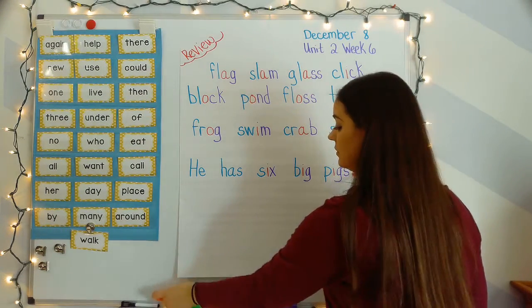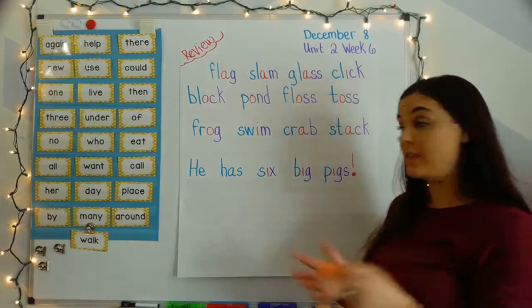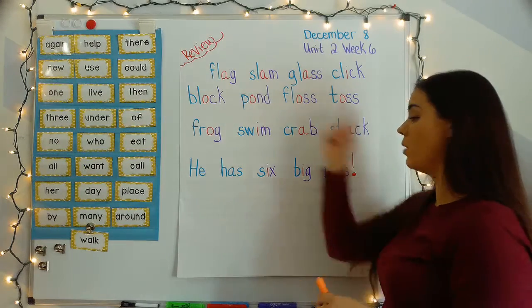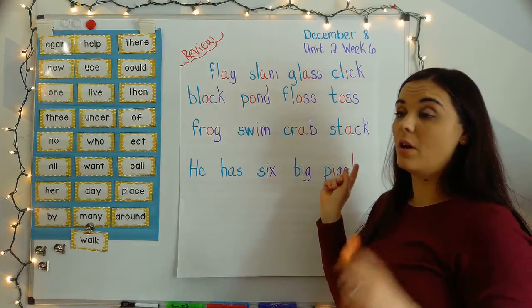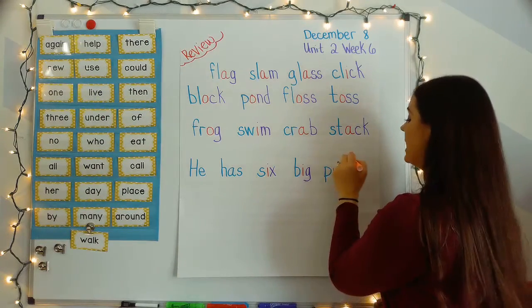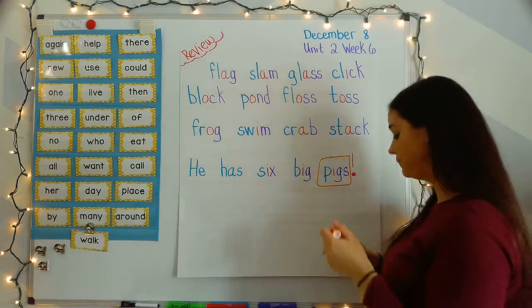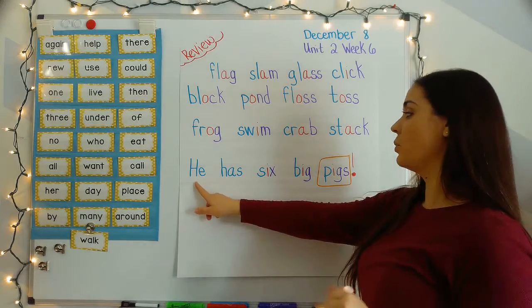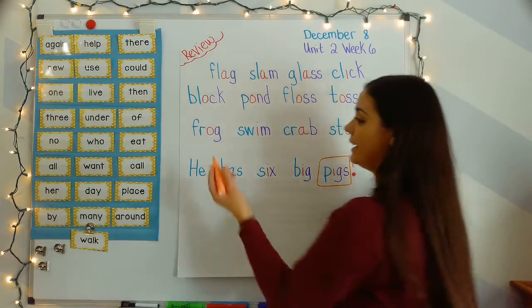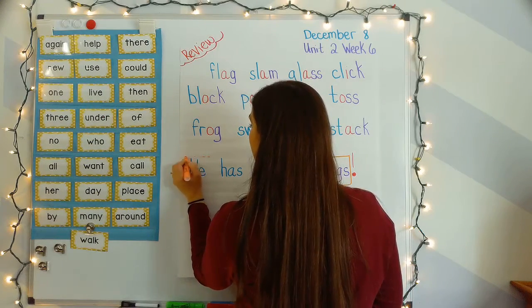So we know a noun is a person, a place, or a thing. So one of our nouns, go ahead and shout it out. Oh, thank you. I saw some lips moving. Pigs. That is one of our nouns. It's a thing. It's an animal. Okay. And the word he. He is a pronoun.